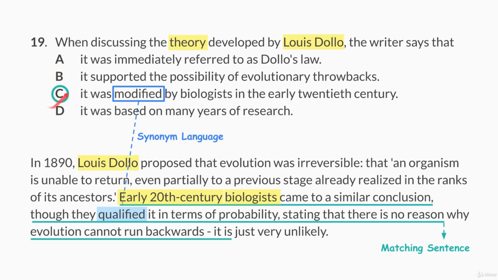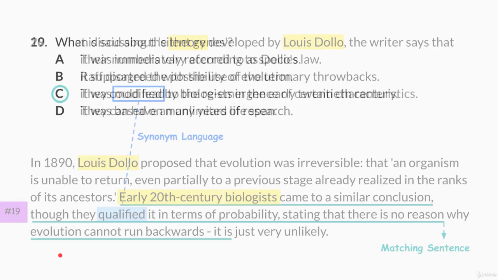The answer is C. And what are you going to do after you have answered the question? You are going to put a number next to the matching sentence where you found your answer. So we know that we found our answer to number 19 right here. So the answer to number 20 is going to come after this paragraph. So let's take a look at our question number 20 now.